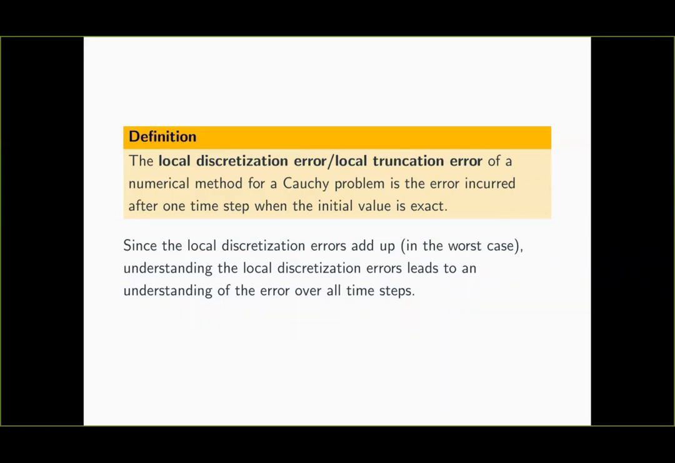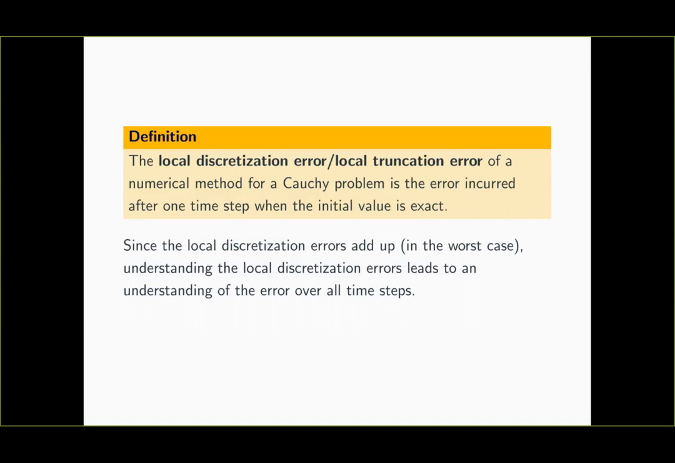The local discretization error, also known as local truncation error, of a numerical method for a Cauchy problem is the error incurred after one time step when the initial value is exact. This local discretization error is important because, as we recall, these local discretization errors add up step by step. As we proceed with our numerical methods and perform additional time steps, the local discretization errors add up.